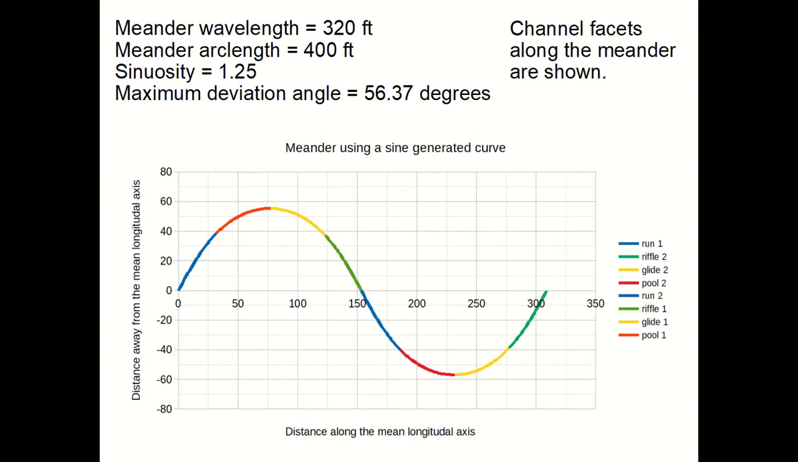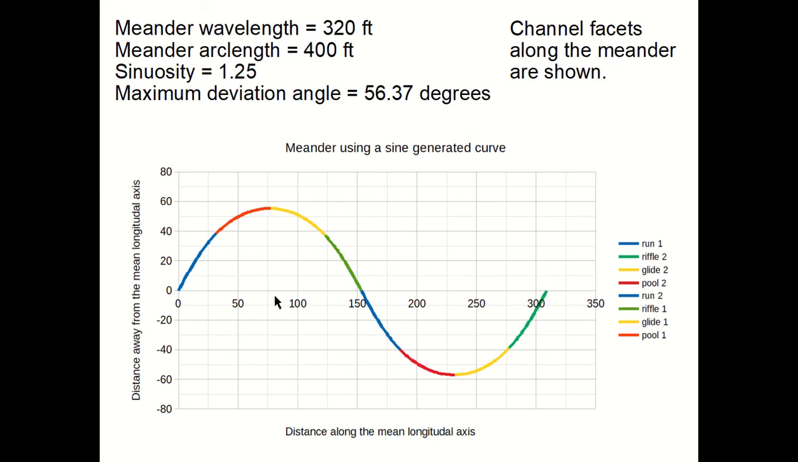Now, how do you lay it out? Well, this is a different meander wavelength and a different meander arc length, so that I could plot this using relatively even numbers. So for this, we'll have a meander wavelength of 320, a meander arc length of 400. 400 divided by 320 gives me a sinuosity of 1.25. I then calculate the maximum deviation angle as being 56.37 degrees.